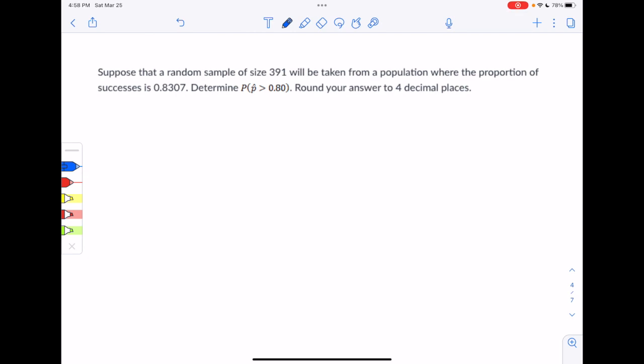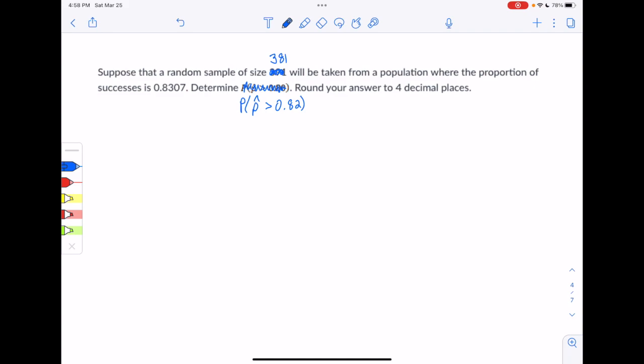This one is from section 7.2. Suppose that a random sample of size 391 will be taken from a population where the proportion of successes is 0.8307. Determine the probability that p hat is greater than 0.80 and round your answer to 4 decimal places. In the interest of giving help rather than answers, we're going to change the sample size to 381, and change the question to the probability that p hat is greater than 0.82. So the process will be the same, but the answer will be different.